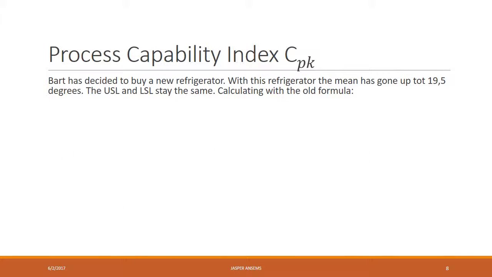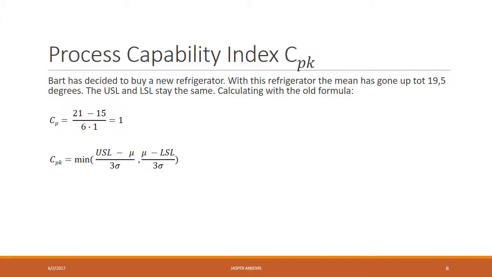There's also another way of calculating the process capability. Bart has decided to buy a new refrigerator. With this refrigerator, the mean has gone up by 18.5 degrees. The USL and the LSL stay the same. So calculating this with the old formula is still 1, because we don't use the mean.